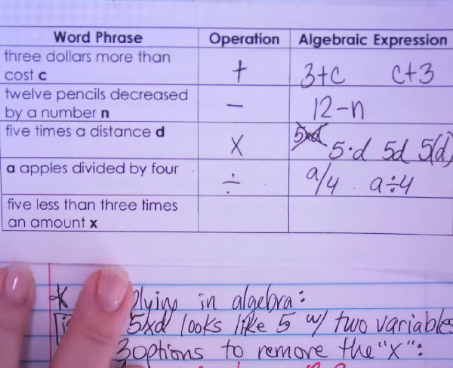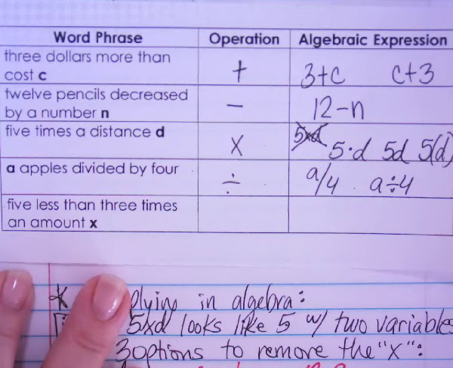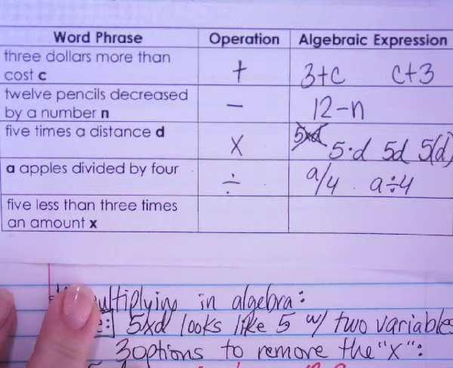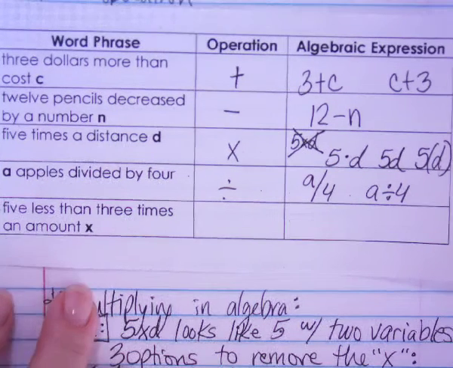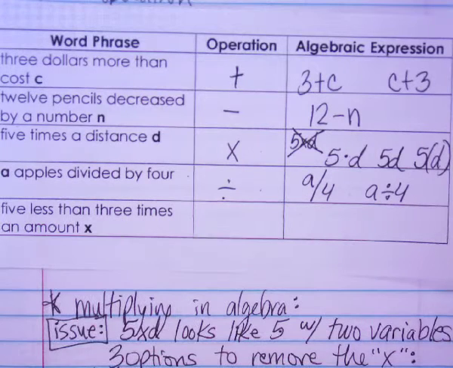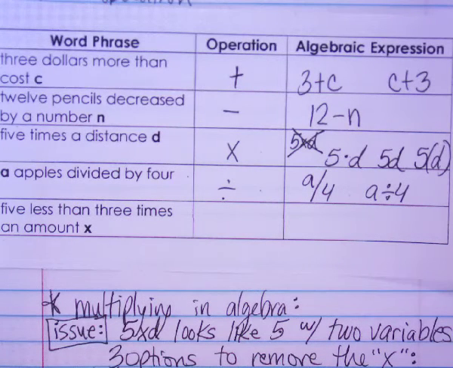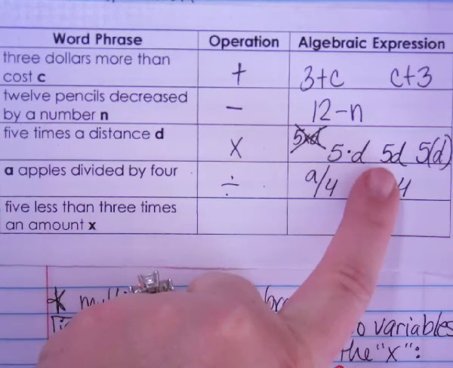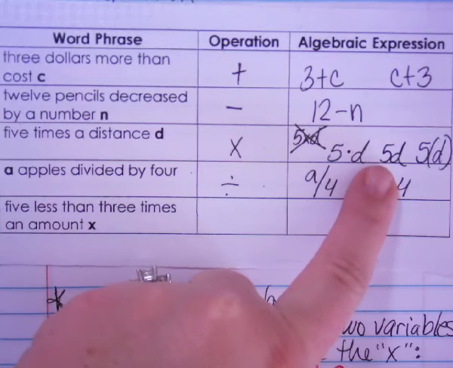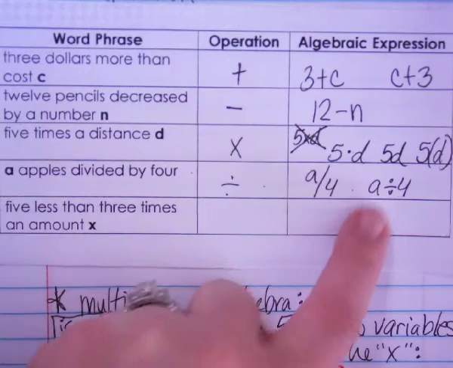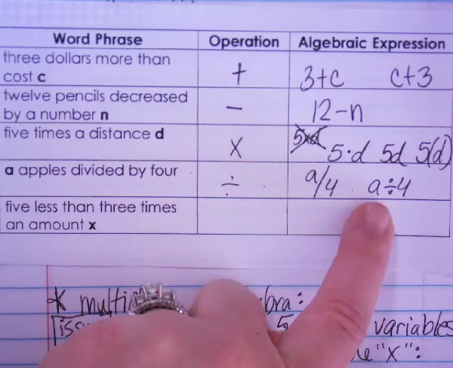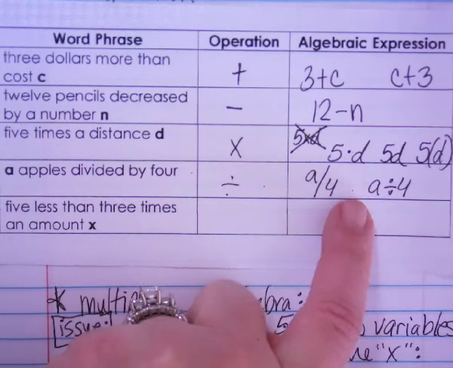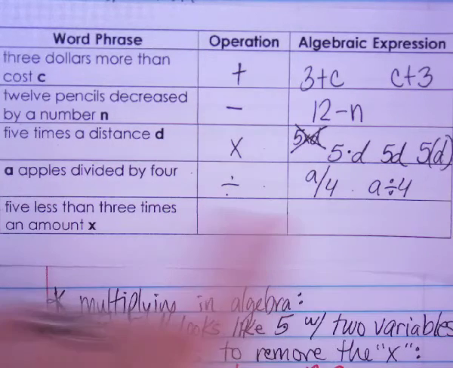I have a question. Wait, I thought the number always goes first. When you're multiplying. Good question. Emma Chase said, I thought you said that the number always goes first. Great point. I said that, but it's only when you're multiplying, when they're next to each other. Otherwise, you have to do whatever the problem says. This doesn't say 4 divided by A, it says A divided by 4.